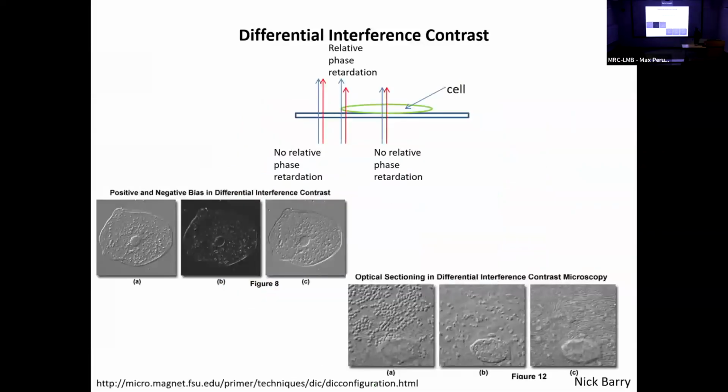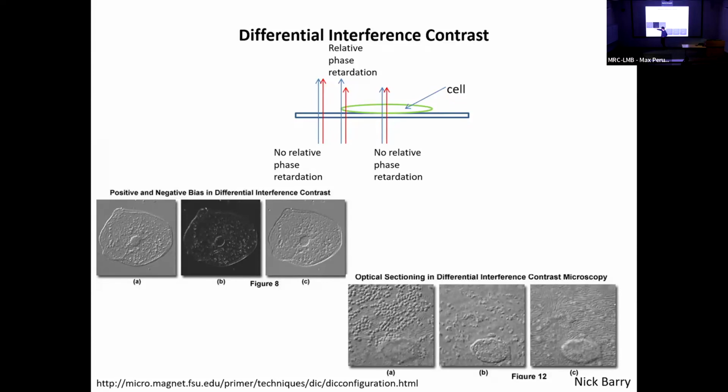What it looks like in practice is something like this. So you've got to imagine these two sheared beams. If they're going through the same thing, they effectively see the same light path, and there's no relative phase retardation. If they go through the edges of objects, you can see that one beam could go straight through, and the other one is slightly retarded by going through the edge of the cell. If it's going through the body of the cell, then they're both the same again. So it's this relative retardation of these two sheared beams at the edges of objects where all the magic happens.